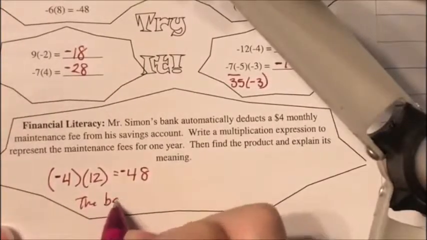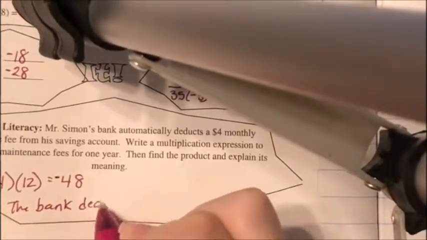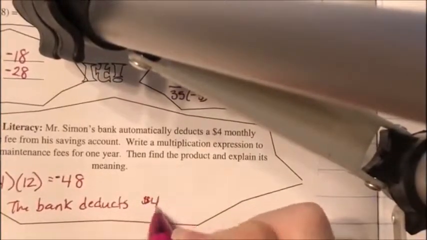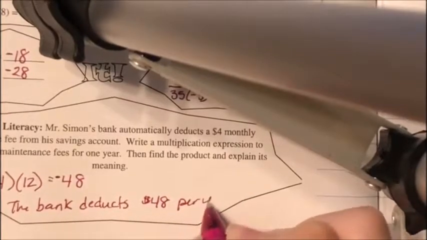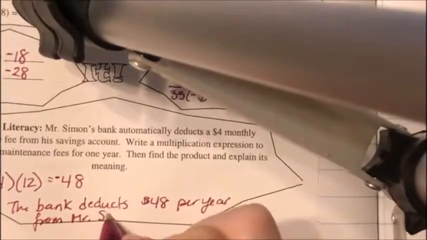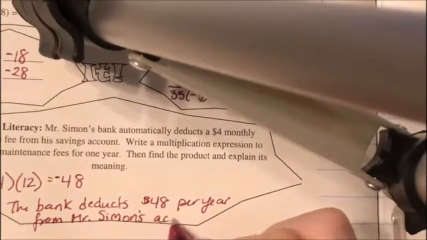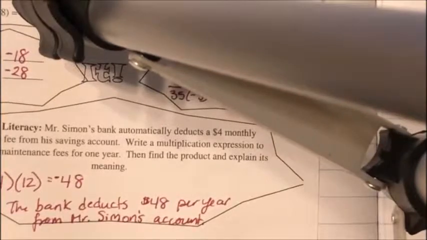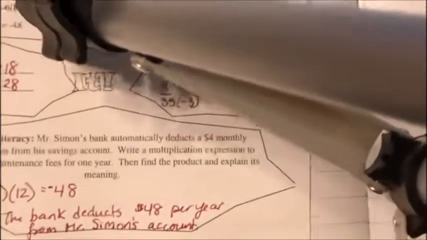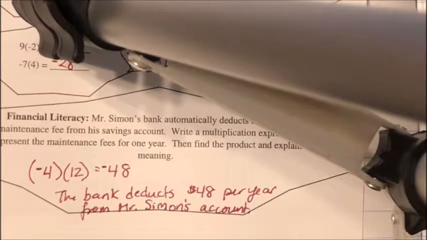the bank deducts $48 per year from Mr. Simon's account. So the bank takes away $48 a year from Mr. Simon for monthly maintenance fees. And that is the end of lesson 4.